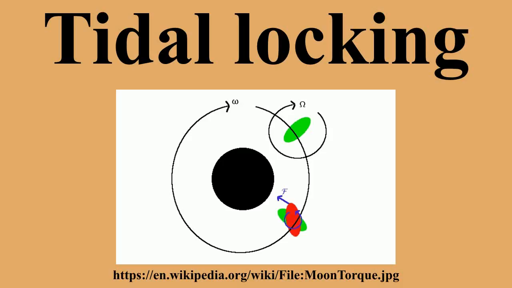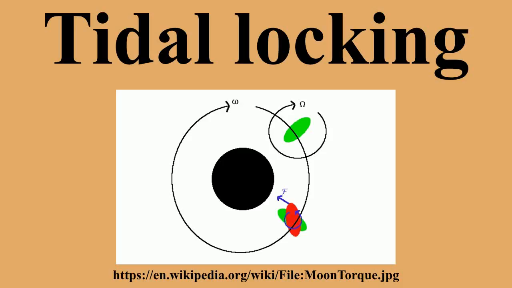An example is the dwarf planet Pluto and its satellite Charon. They have already reached a state where Charon is only visible from one hemisphere of Pluto and vice versa. Pluto is roughly the same age as the planets in the solar system.